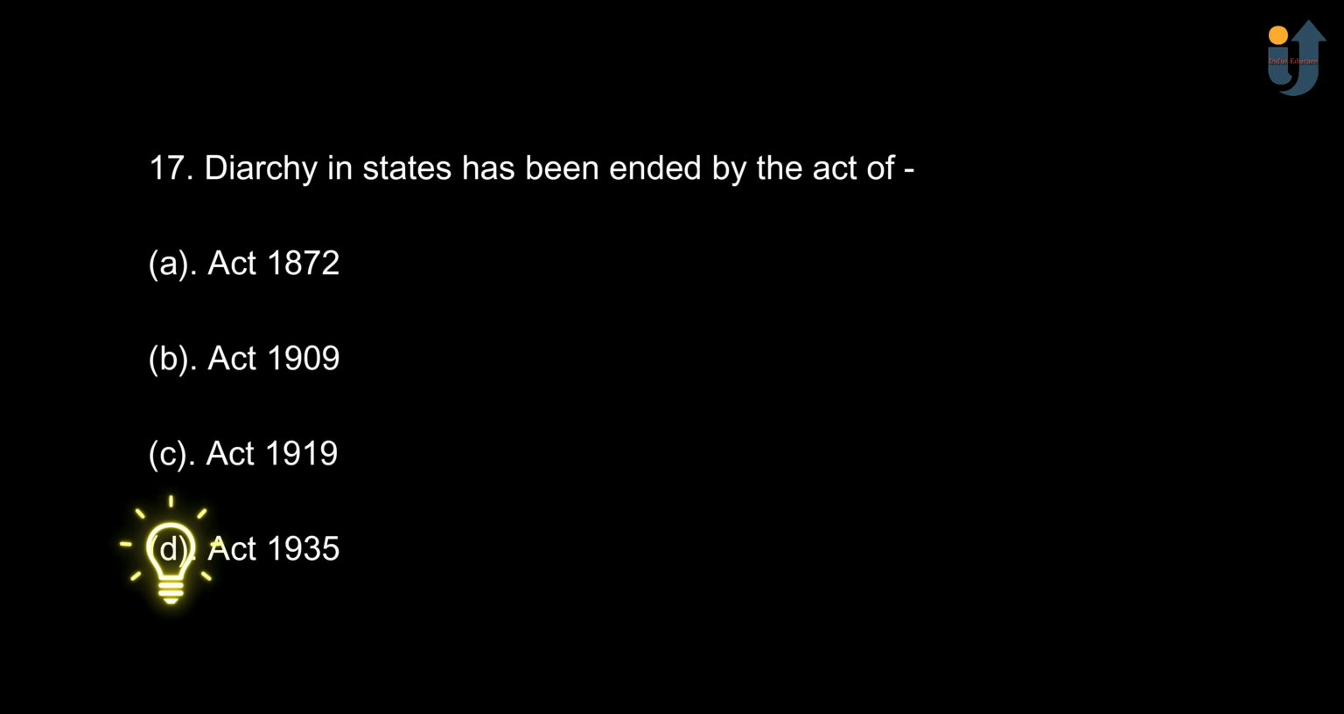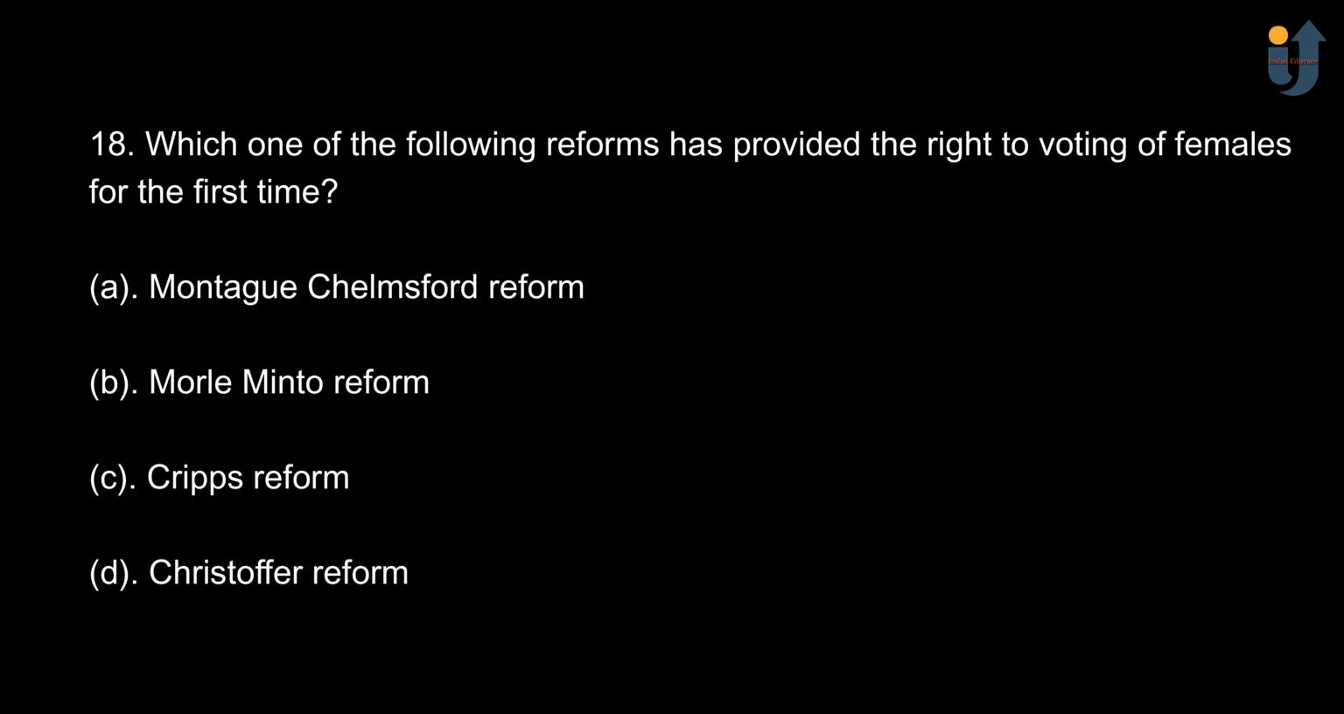The correct option is option D, Act 1935. Next, which one of the following reforms has provided the right to voting of females for the first time? Option A, Montagu-Chelmsford reform. Option B, Morley-Minto reform. Option C, Cripps reform. And option D, Christopher reform.